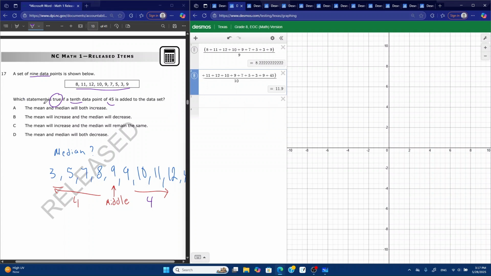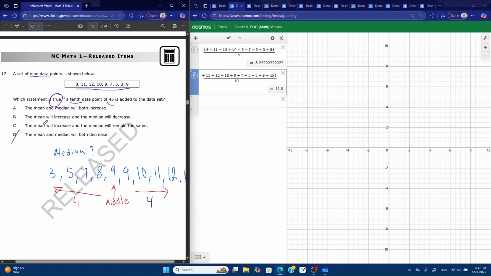So looking back to our answer choices, let's see what we can eliminate. A, the mean and median will both increase. True. Not sure if the median will do that, but for now, the mean will increase. The mean will increase. True. The mean will increase. True. D, the mean and median will both decrease. No, the mean will not decrease. It will increase. So we can cross out D. All right. So now all we're left with is that we have to figure out what the median will do. Will it decrease, increase, or stay the same?